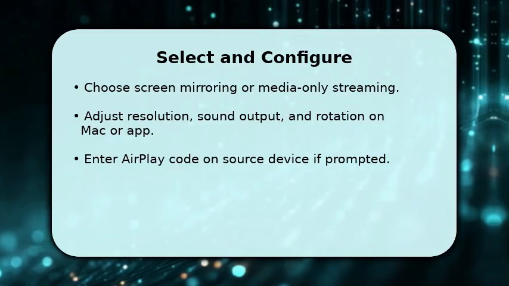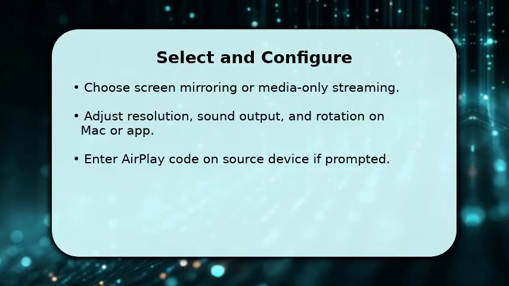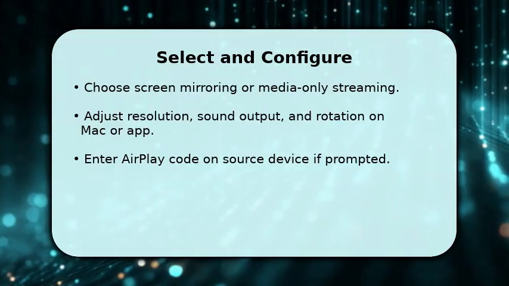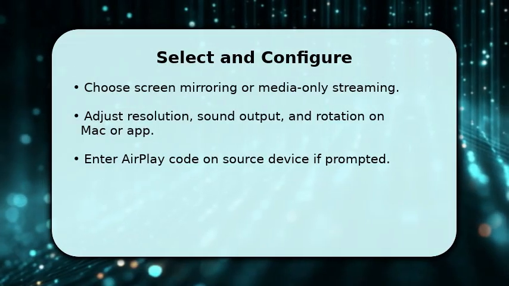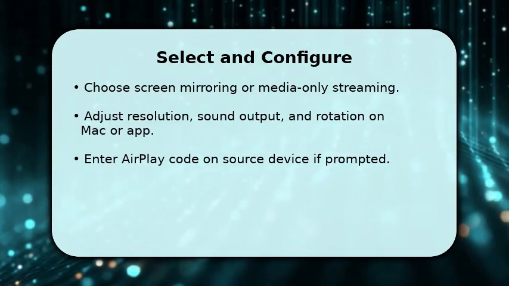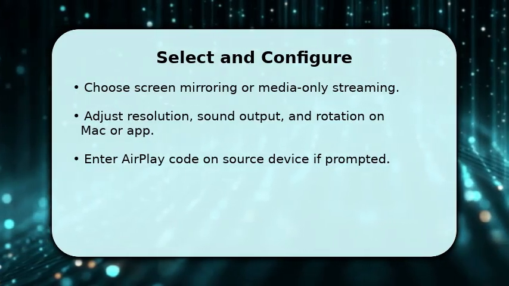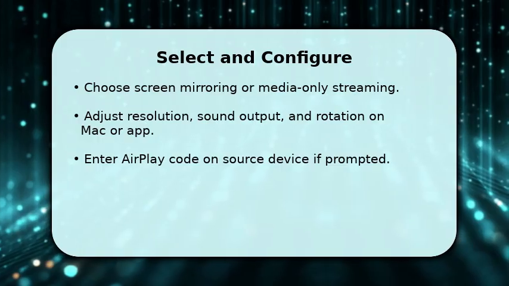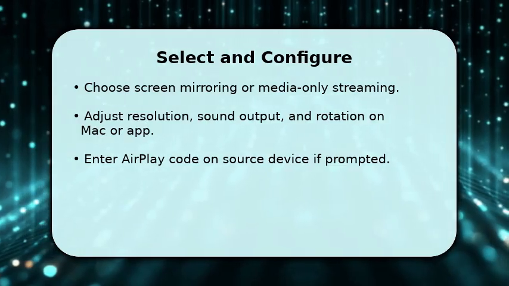On a Mac, you can adjust resolution and choose the receiver as the sound output. On iPhone, apps often expose an AirPlay icon to pick the destination. If the receiver shows a 4-digit code, enter it on your source device to authenticate. Make sure to confirm orientation and aspect ratio if video looks stretched before playing content.